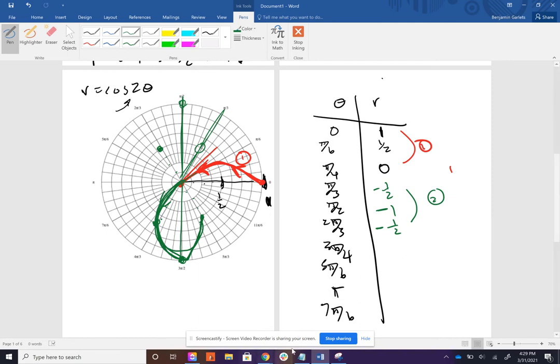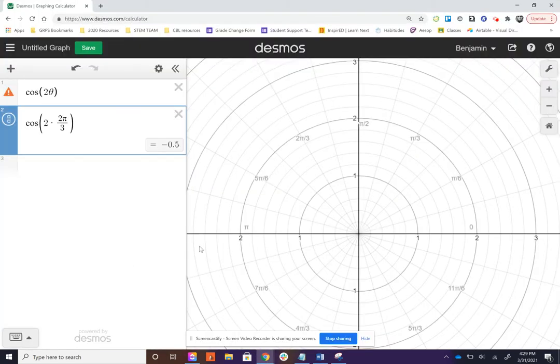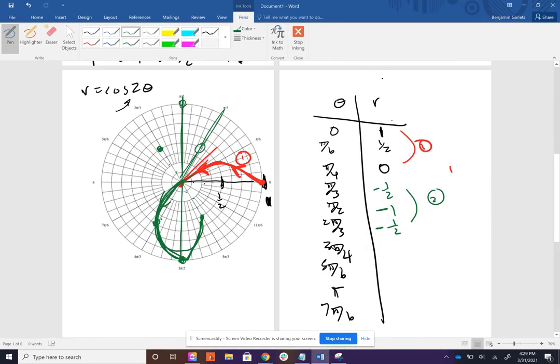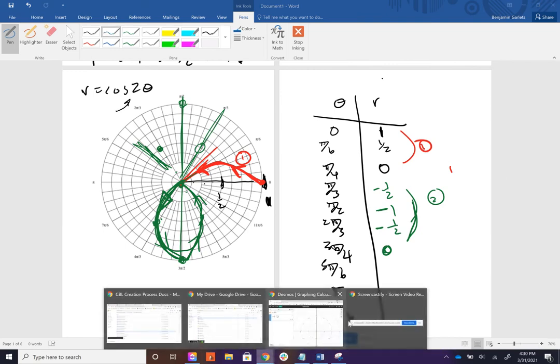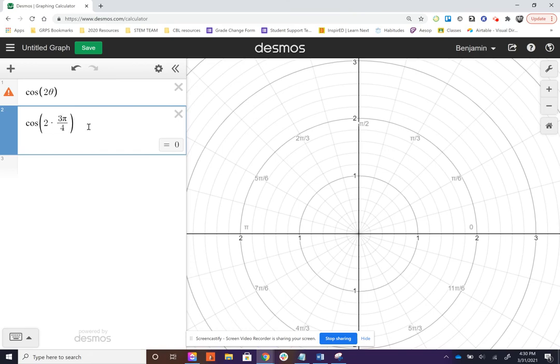Oh, and then let's do 3 pi over 4 just to round this up. 3 pi over 4, which is 0. So 3 pi over 4, it's going to be 0, so I'm going to come right here. So I'm going this way, this way, this way, this way. Okay, so then let's go 5 pi over 6. This is 0. Let's go blue with this one. 5 pi over 6 gives me 0.5. Okay.